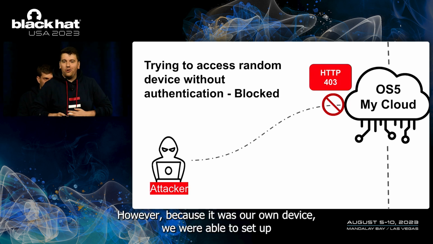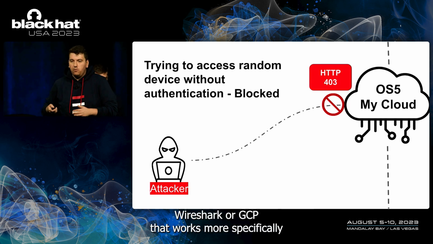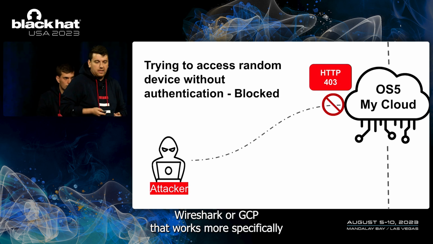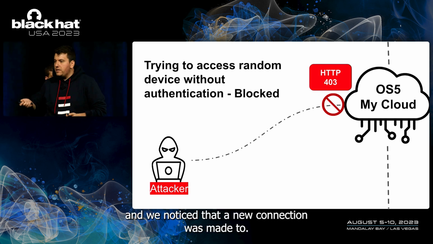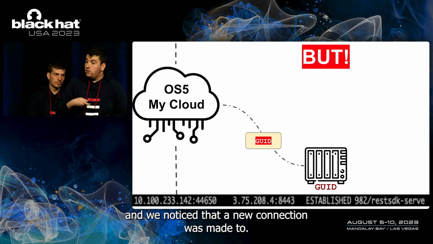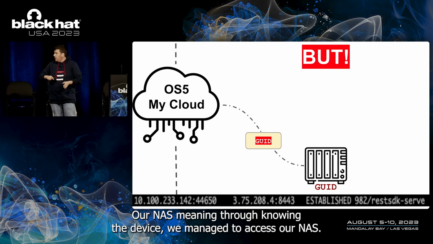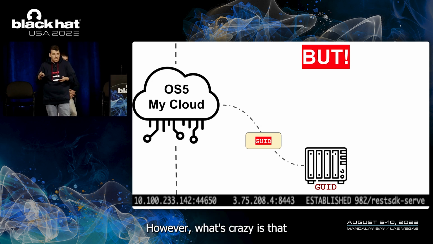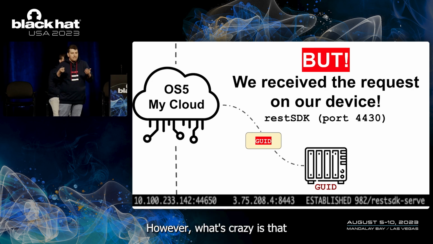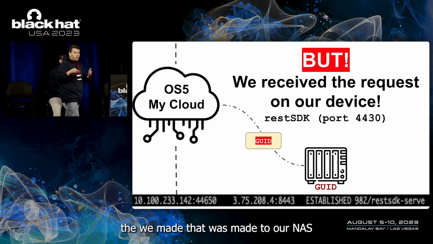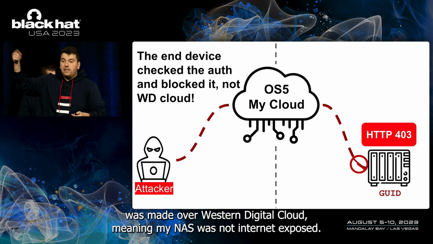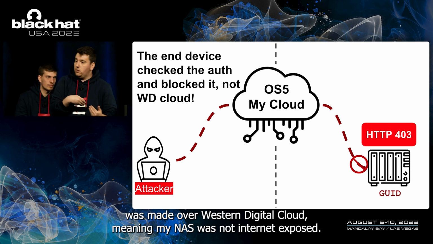However, because it was our own device, we were able to set up Wireshark, or tcpdump more specifically, and we noticed that a new connection was made to our NAS. Meaning, through knowing the device's GUID, we managed to access our NAS. However, what's crazy is that the request we made to our NAS was made over Western Digital's cloud, meaning my NAS was not internet exposed.